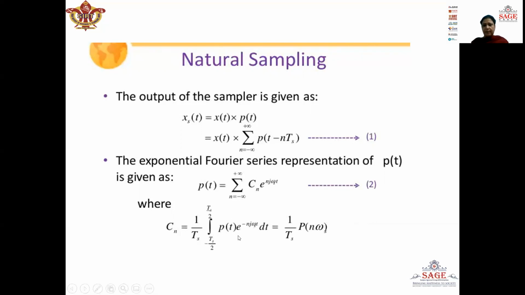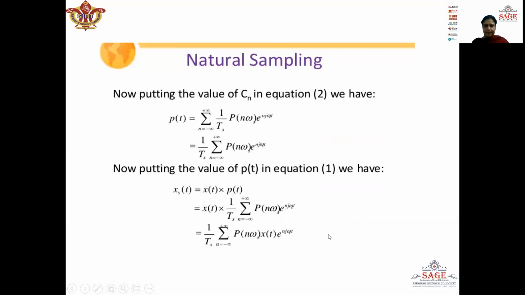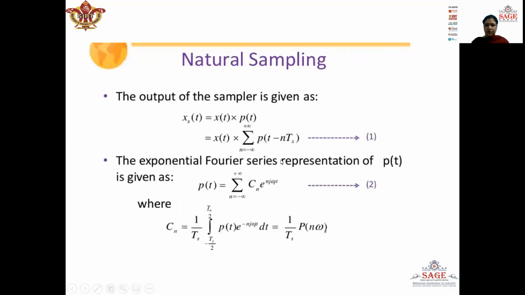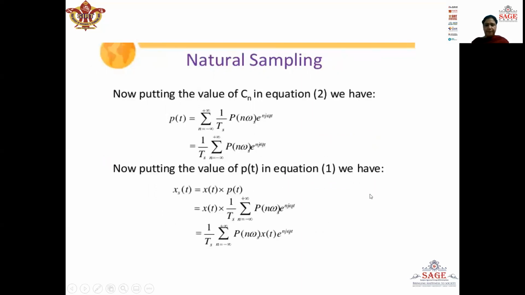Then p(t) e to the power minus jn omega s t, where omega s is 2 pi by Ts. Now, after solving this, we will get this integration as P(n omega s). Here, we have obtained the value of Cn. Now, we will put this value of Cn in equation 2. After this, we will get summation n equal to minus infinity to plus infinity 1 upon Ts P(n omega s) e to the power jn omega s t.